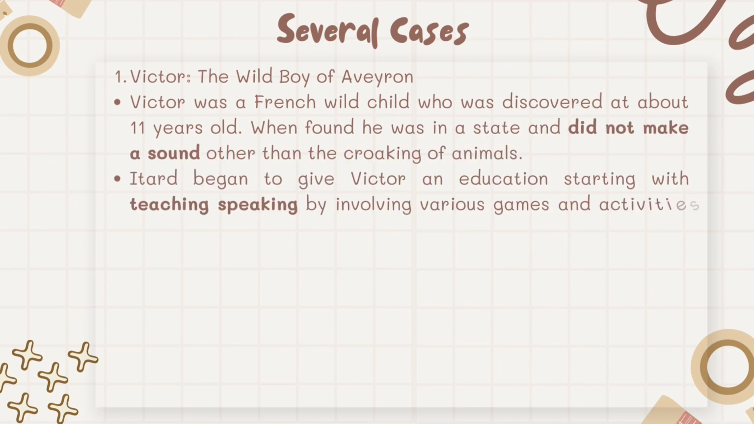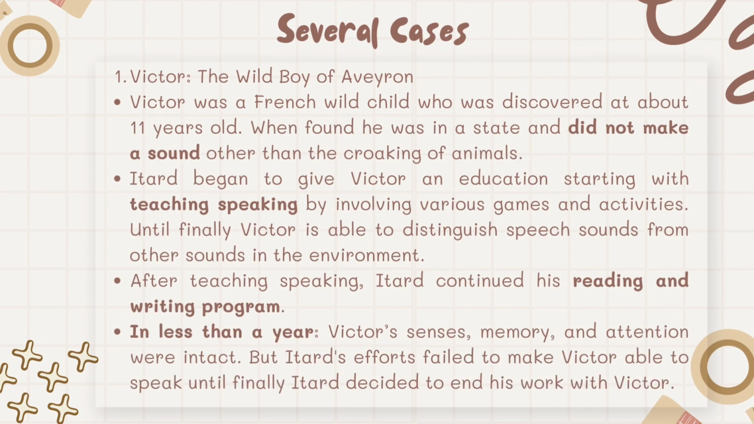First, Victor, the wild boy of Aveyron. Victor was a French wild child who was discovered at about 11 years old. When found, he was in a feral state and didn't make a sound other than the croaking of animals. Itard began to give Victor an education, starting with teaching speaking by involving various games and activities.